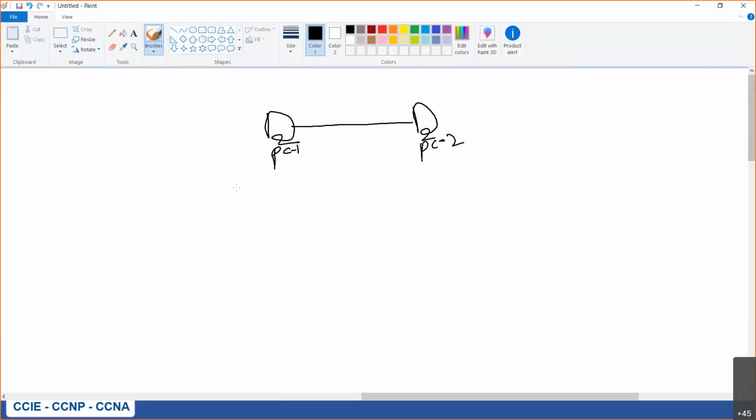Now PC1 address I'm using 10.0.0.0. Can I assign this IP address to the PC? Can I use it? No. Why? It's a network ID, right? We can't use this because it's a network ID.